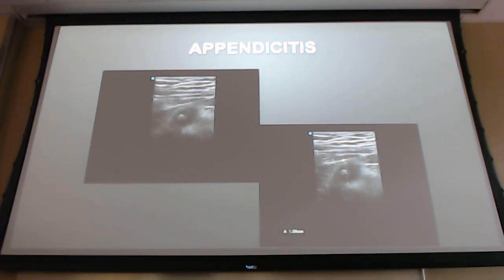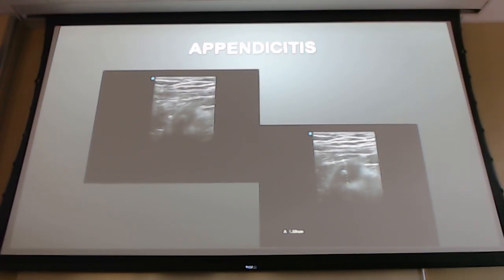A few more. This is in video. Anytime you're doing ultrasound, you can do video. It's going to be more effective for recording your images, because it's not a snapshot in time.